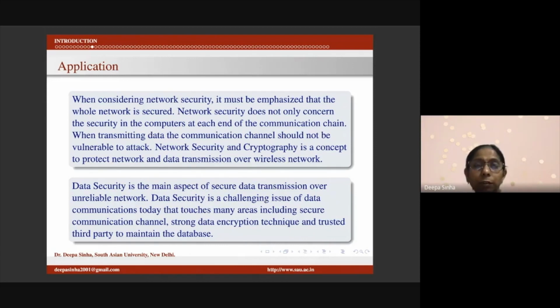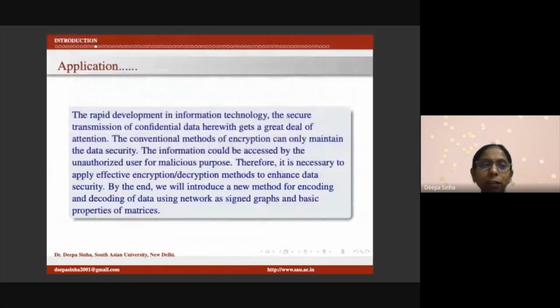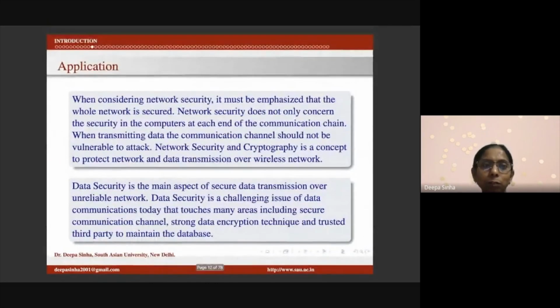So network security and data security become an important thing to study, because if it is vulnerable to attack, then one needs to be careful and one needs to devise a tool so that it does not become vulnerable to attack. So how could one transfer the data using the network so that nobody is able to crack it?